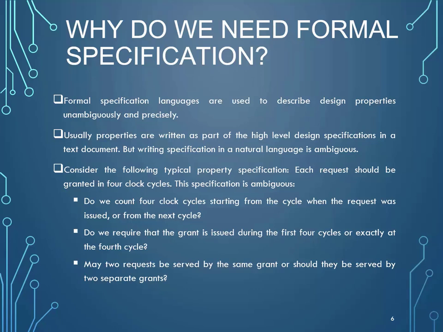And what type of questions? Do we count 4 cycles starting from the cycle when the request was issued, or from the next cycle? It doesn't say that. Do we require that the grant is issued during the first 4 clock cycles, or exactly at the 4th clock cycle? It doesn't say anything about that either. Might 2 requests be served by the same grant, or should they be served by 2 separate grants? Who knows?